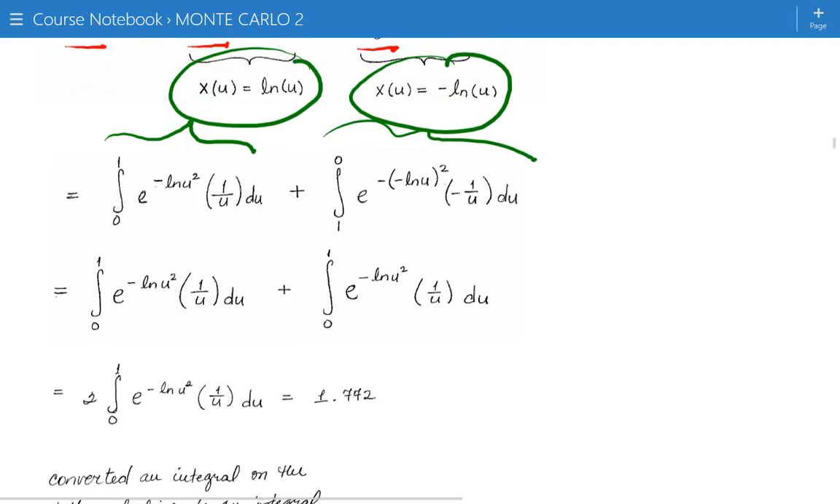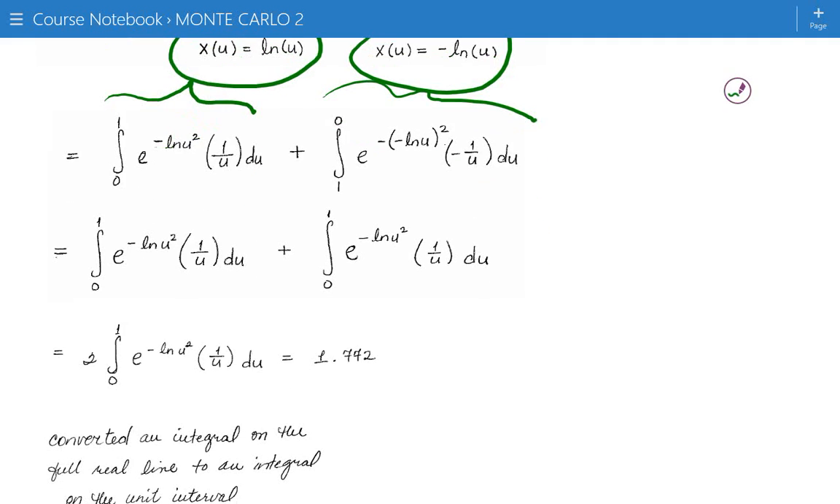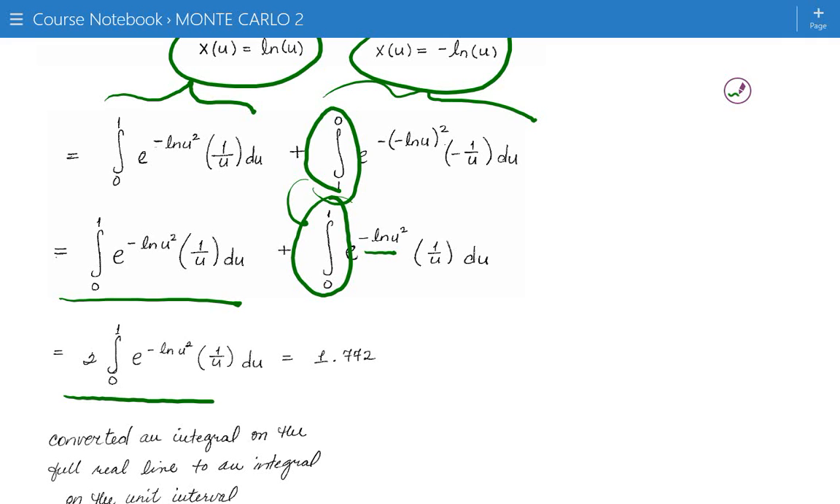Do a little bit of algebra and work your way through. We can switch this 1 to 0 around to a 0 to 1. We can note that negative log u squared is the same thing as just log u squared, so we end up with e to the negative log u squared, 1 over u du, and the first integral is actually the exact same, so it's twice that. And if you evaluate that integral, you will find the answer is 1.772.